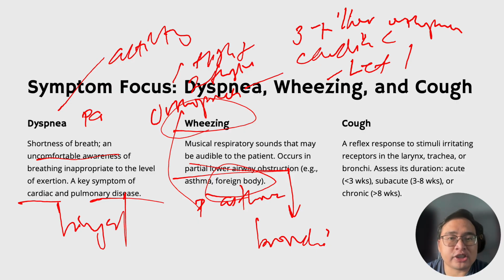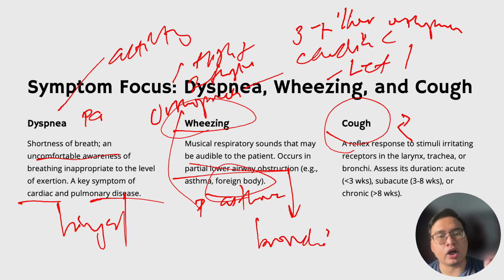A cough is a reflex response to stimuli irritating receptors in the larynx, trachea, or bronchi. So the stimuli could be many things. It could be an infectious agent. It could be inflammation or blood or even a foreign body. Okay. So when someone complains of cough, what you need to ask is duration. So you classify it into acute, subacute, or chronic.